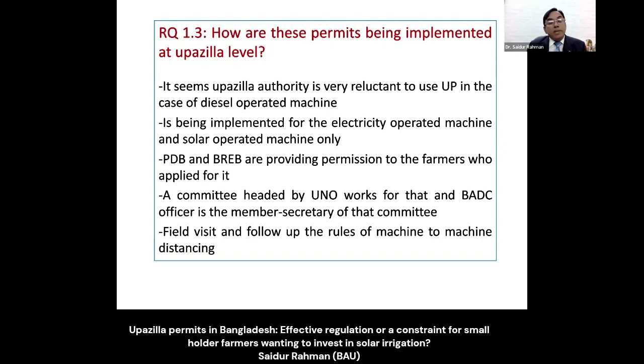So there is a committee headed by the Upazila Nirbahi officer, and the BADC officer plays the role of member secretary of that committee, and they do a field visit before granting the permit. I think some regulatory format is there. Next, please.